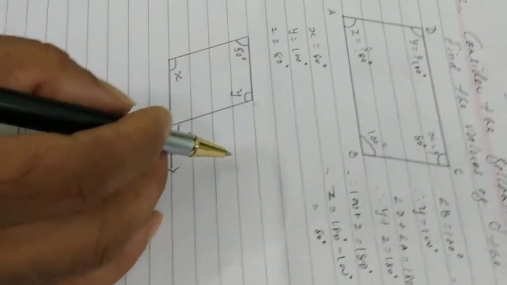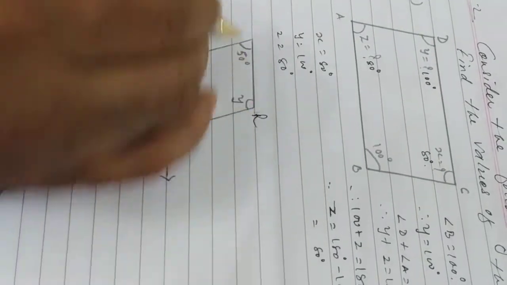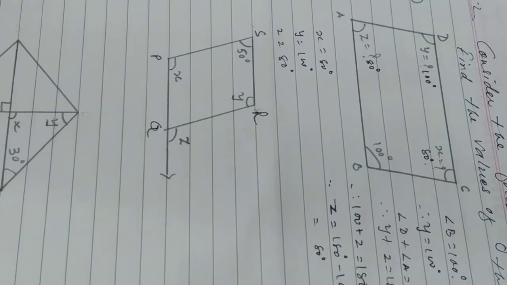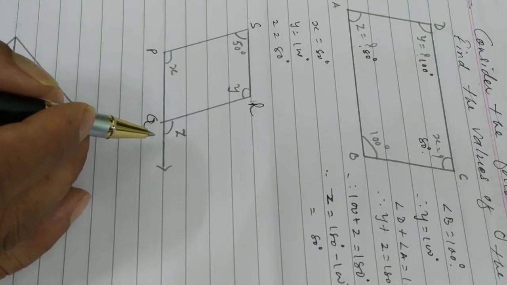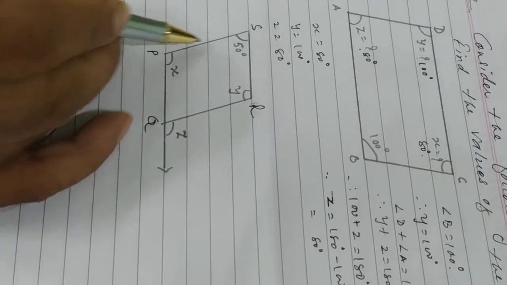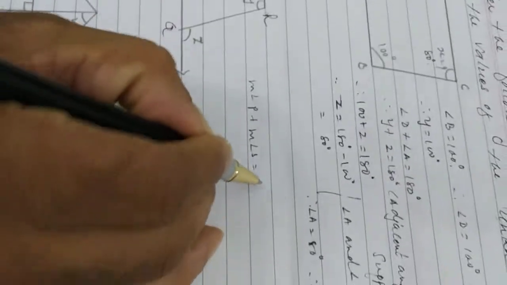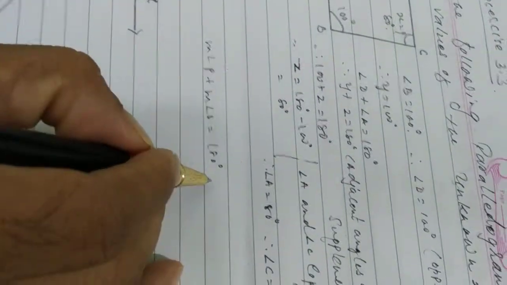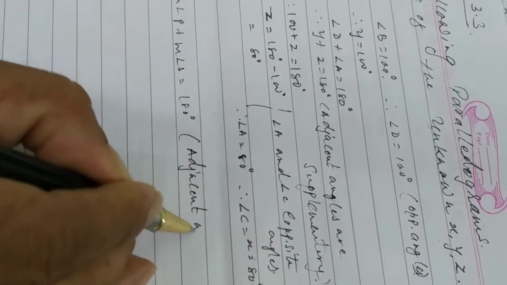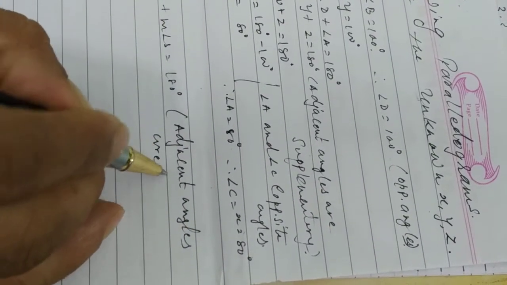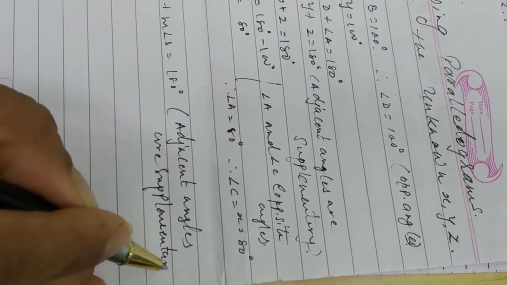Now second example. See, it is also a parallelogram. Suppose it's parallelogram PQRS, right? So angle S is equal to 50 degrees, given. Now angle P and angle S, angle P plus angle S is equal to how many degrees? 180 degrees. Why? It is a pair of adjacent angles, they are supplementary. Got it?